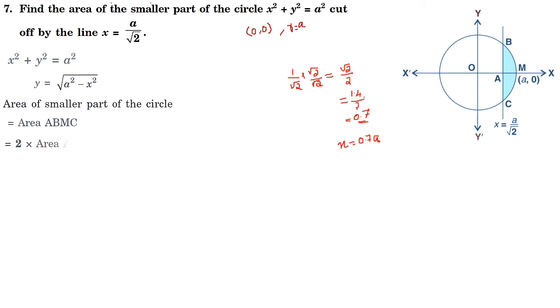ABMC, this entire area we have to calculate. How do we calculate? 2 into area of ABM. Okay. So this is the way we are going to calculate. So this is area under the curve. We need to do integration. That is 2 into, this is the starting point, lower limit, that is a by root 2. And this is the upper limit, that is x value is a. So 2 into the integral from a by root 2 to a of y dx, where y we have calculated, that is root of a square minus x square. Yes, simply substitute and apply the limits and find out the rest of the work. That portion we will do as homework.